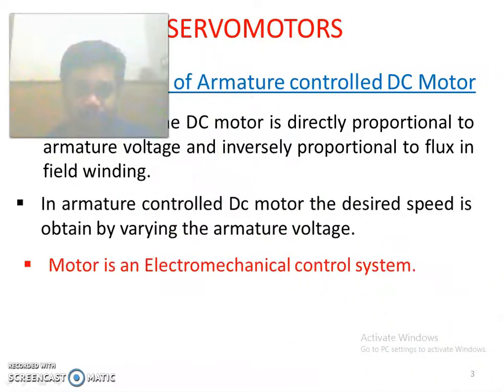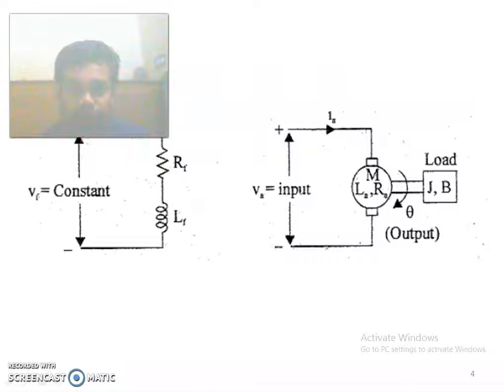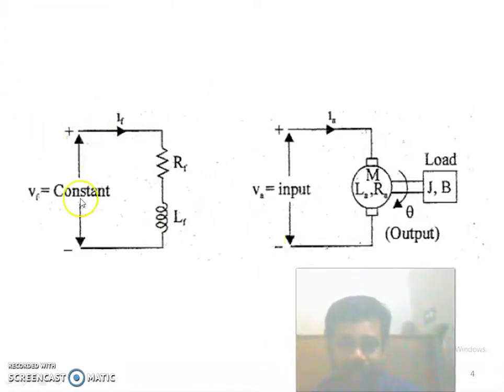This motor is an electromechanical control system. The motor has an electrical part and a mechanical part, so we are saying it is electromechanical. The electrical system consists of armature and field circuit. This is the field part, and this is the armature part. This is the shaft, this is angular displacement, and J is moment of inertia.